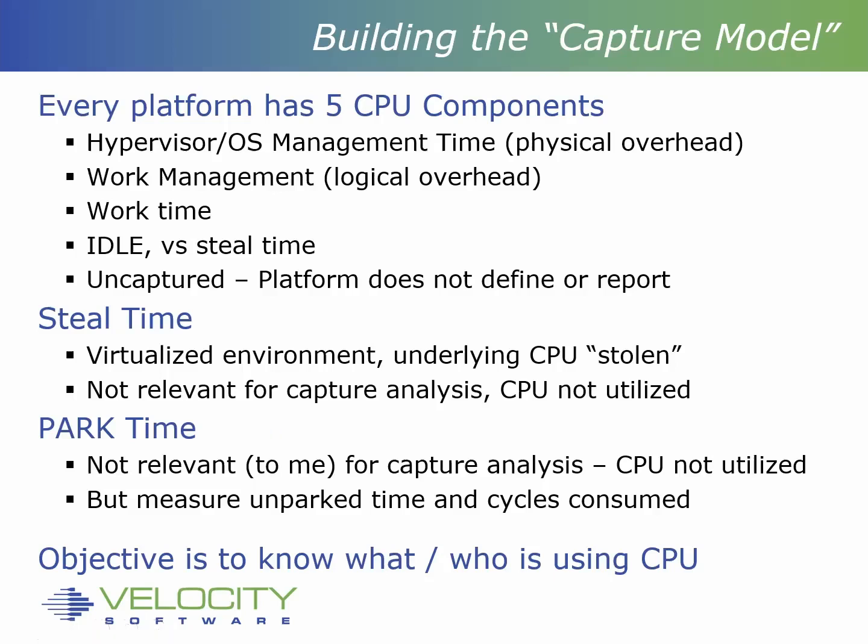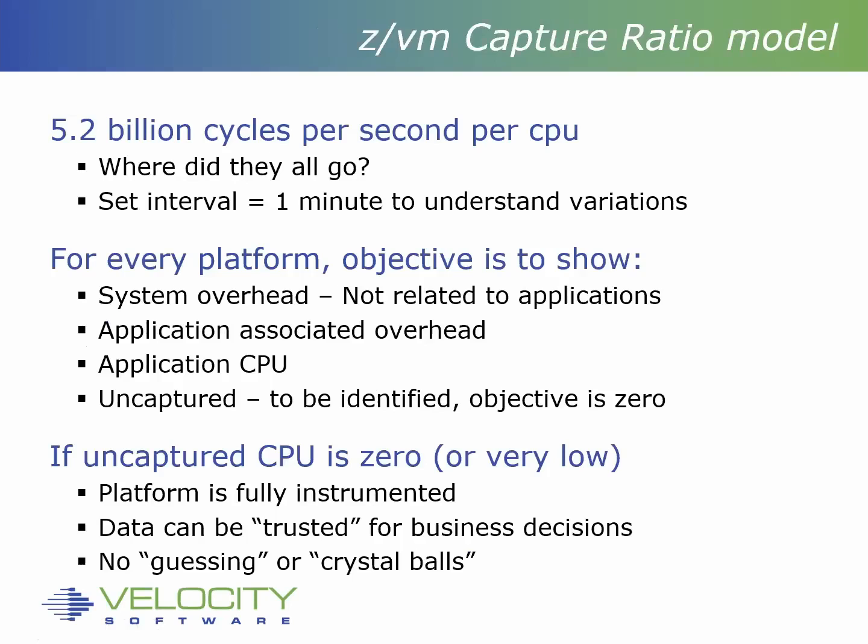Okay, so the objective is to know who's using a CPU and why. And I just look at it as, okay, on a current engine, we got 5.2 billion cycles a second. Who's using them? And when I look at the 113 or the MFC data, I can figure it out. And it really comes down to if uncaptured CPU is 0, then you know what's happened. And it also means that the platform is fully instrumented, and you can use the data for business decisions. When I look at data on any platform where it's not complete, then you have to know, well, do I go look at this, or where's my crystal ball?